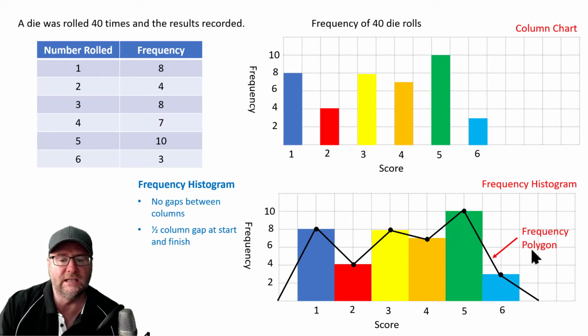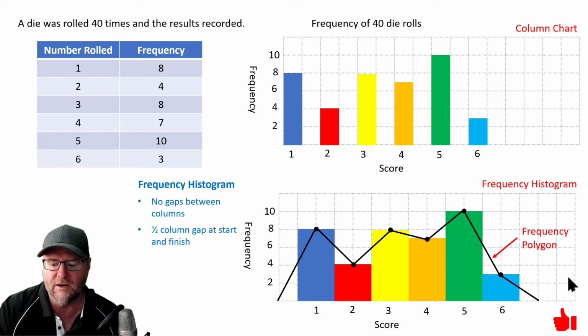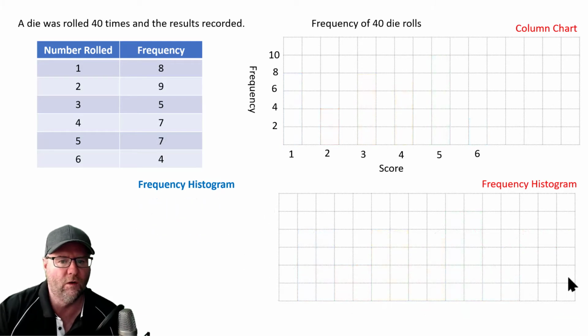I want you to take that data and create for me the column chart, the frequency histogram, and the frequency polygon. All right, obviously, if you need to pause at any time and go back and have a look at this video, you can do that. So feel free to do that. But here we go. I'm about to give you the data that I want you guys to use for your task. There you go. We've changed the numbers. We've got another 40 rolls. There's our scores. There's our frequencies. Go for it. All right, good job. Well done.